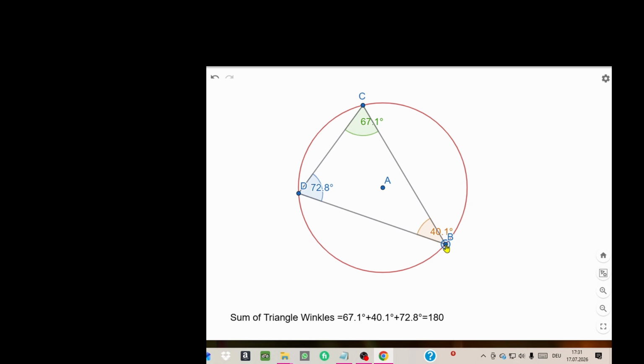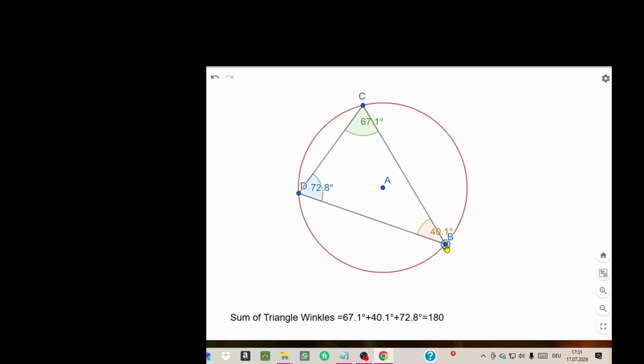In this dynamic example, we can clearly see that when the position of the vertices changes, the individual angles change as well, but their total remains unchanged. Therefore, we can conclude that the sum of the interior angles of every triangle is always 180 degrees.